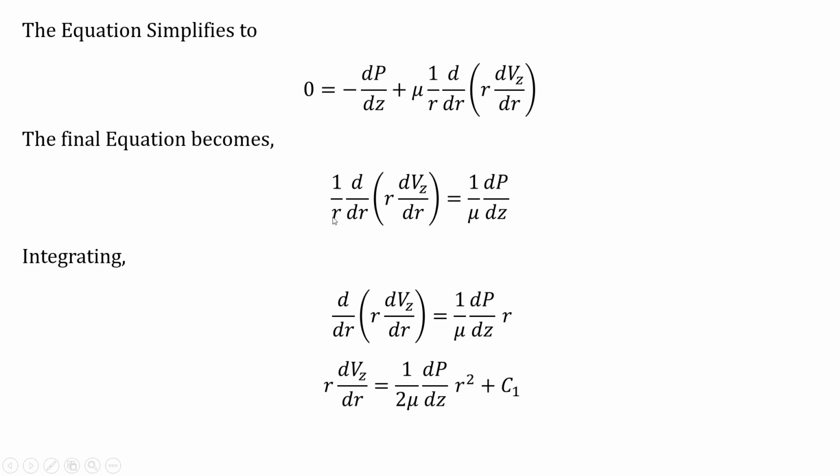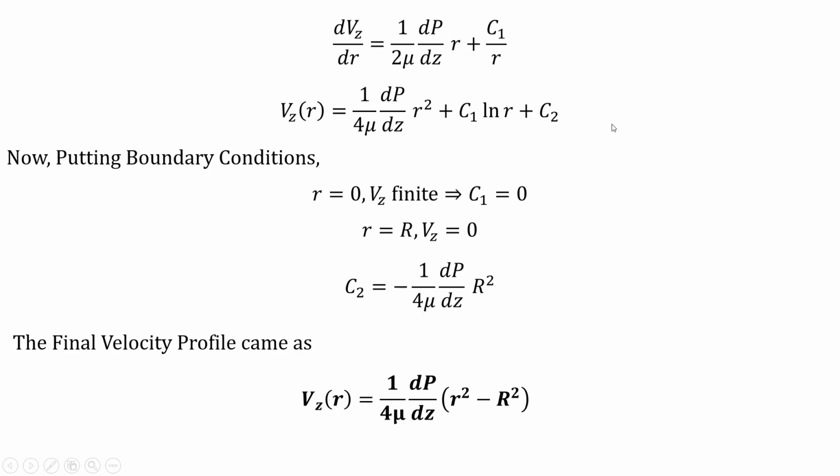So now rearranging this, we get this final equation. Now let's integrate this equation and get the final value of Vz. So same as the previous problem, we get c1 equals 0 due to the Vz finite condition, that is the logical boundary condition, and c2 as minus 1 by 4 mu dp by dz R square by putting the value of r equals R, Vz equals 0. So we get the velocity profile same as in the previous question.